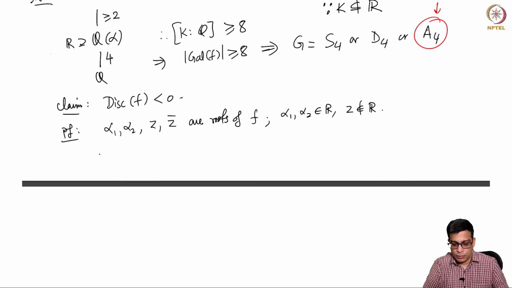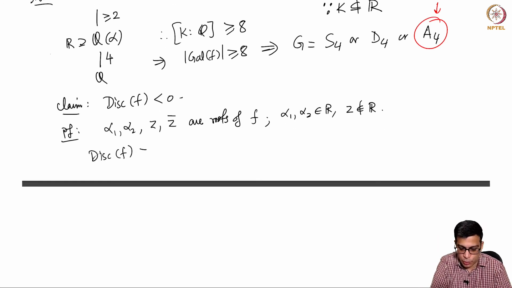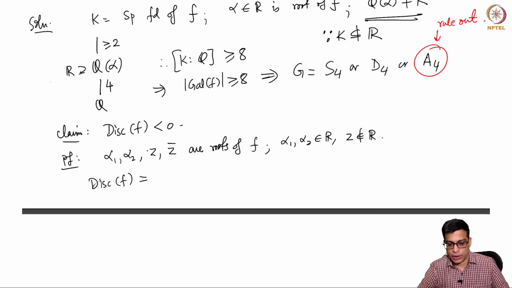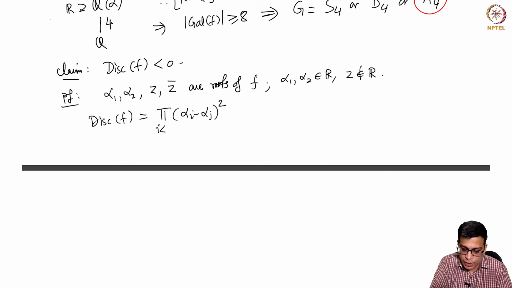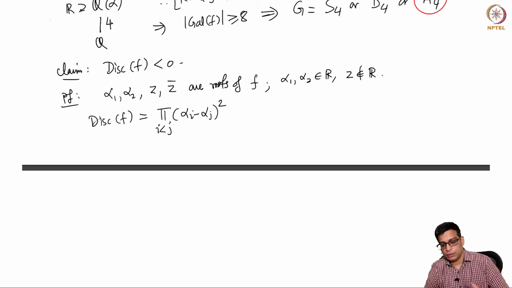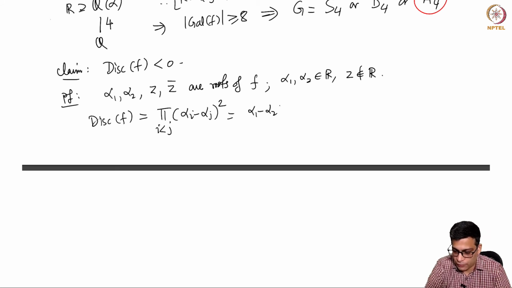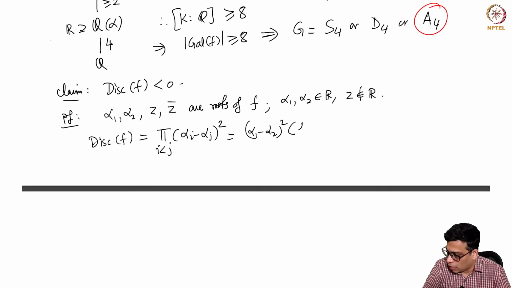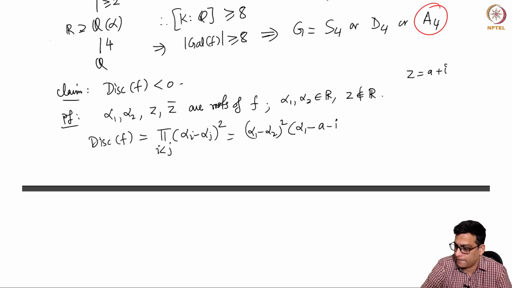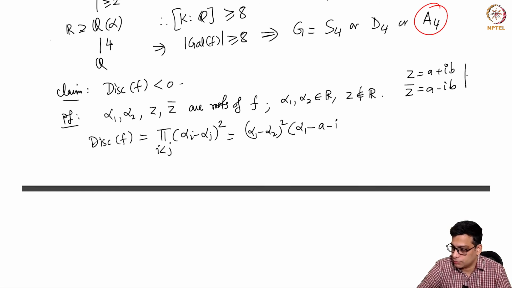Okay, so then what is the discriminant? I'll just go and directly compute it. I have an arbitrary quartic, so I can't use the formula that I wrote earlier. Remember the discriminant is the product of (alpha i minus alpha j) whole squared for all i less than j. So this is (alpha 1 minus alpha 2) squared, and I'm just going to write all of them. Alpha 1 minus a minus ib. So z is a plus ib, let's say, and z bar is a minus ib. Of course b is non-zero because z is not in R.